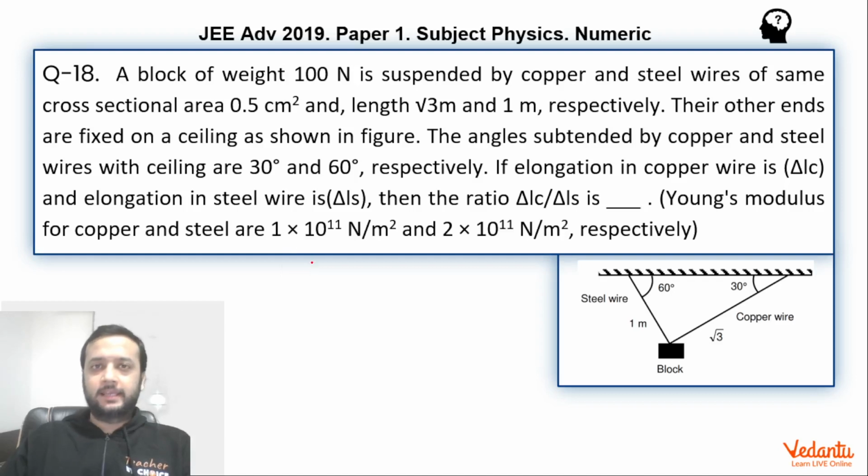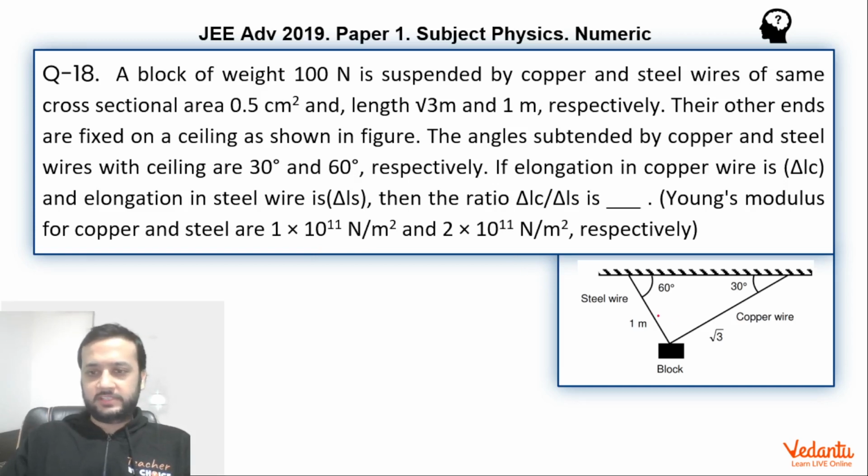Hi dear students, let's see this question that came in JEE Advanced in Paper 1 Physics in the year 2019. This question was from the topic of Young's modulus, properties of matter, and this was a simple question, and I'm sure that most of the students would have collected free marks in this.